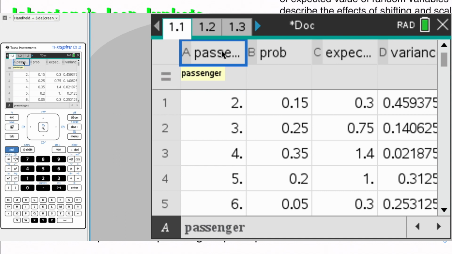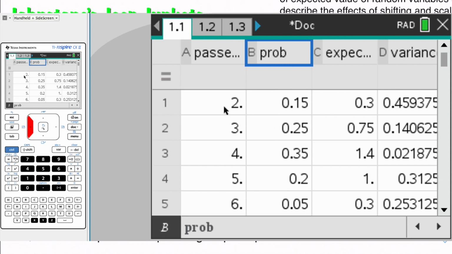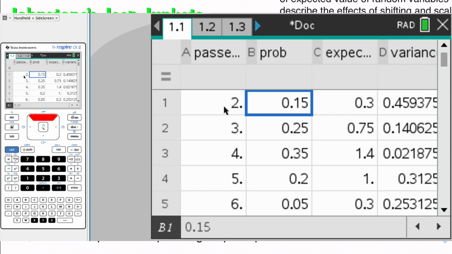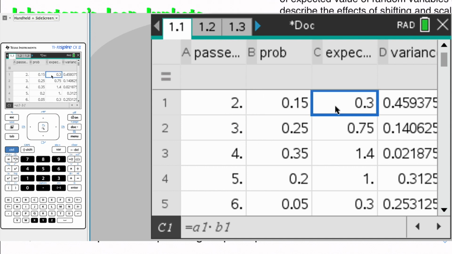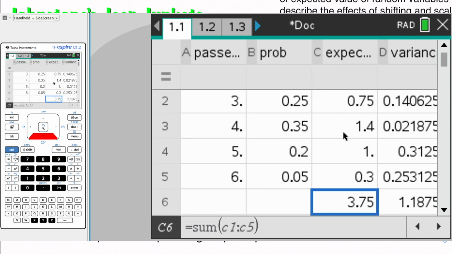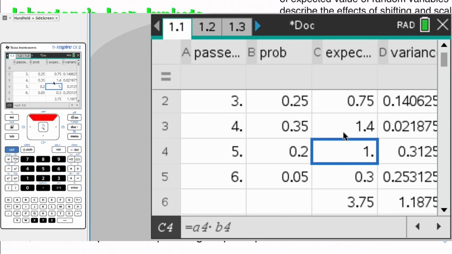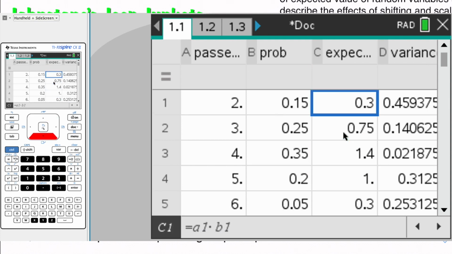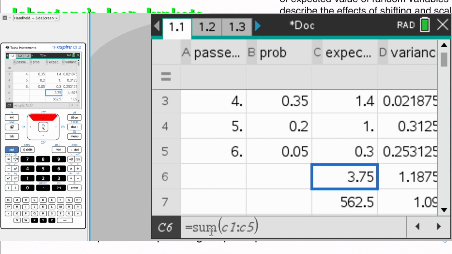Over on our calculator, you can see that I have already done a couple things for us. We have our passengers as column A, and the probability, shortened as prob, in column B. So I have 2, 3, 4, 5, 6, and their probabilities. I can find each of their expected values by simply taking A1 times B1. And what I did is then I copied this formula and put it in each of the cells. So this gives me each of the individual expected values, and now I want to sum them all up. So I say sum C1 to C5, and I get 3.75.